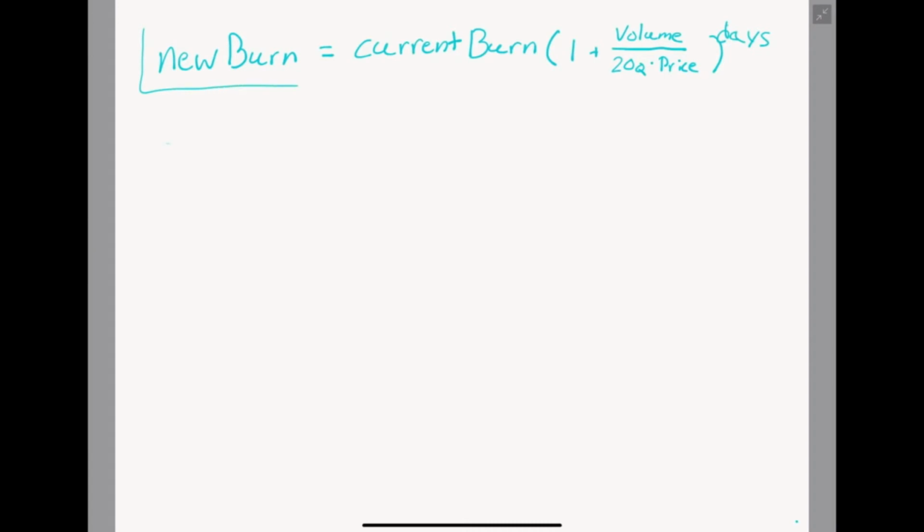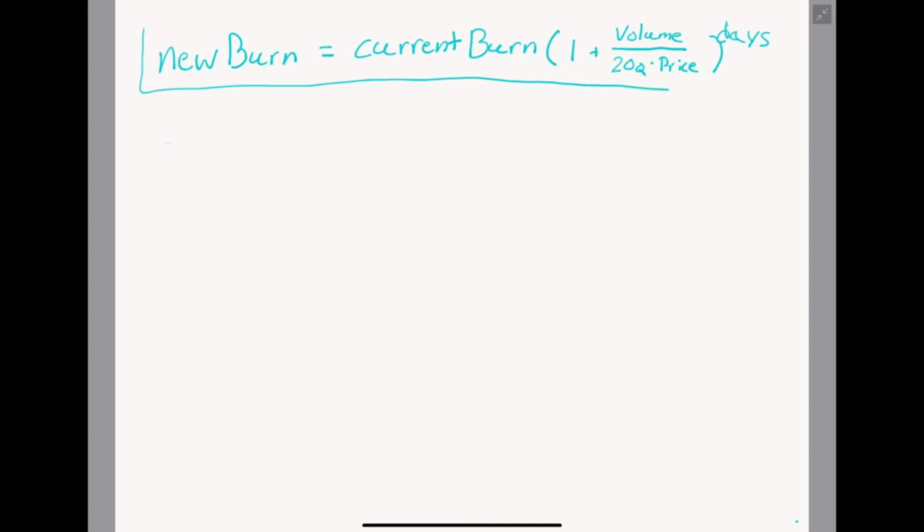So if we're doing a month, days would be 30. If we were trying to see the answer in a year, days would be 365. We now have a fully functional equation to model how the burn will compound over the next few years or months or however long you want to look.